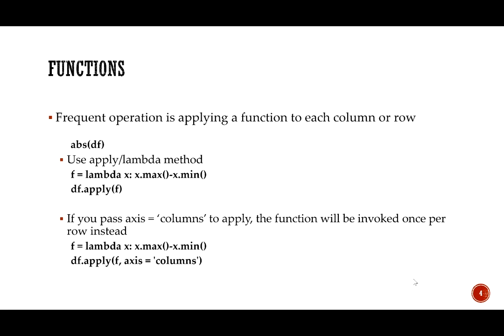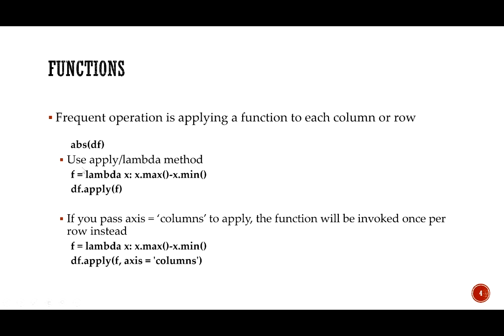Frequent operation is applying a function to each column or row. So we can apply some common functions to data frame. Here, for example, you see the ABS, which calculates the absolute value. So in our data, we have some negative values, and if we apply this function, all should be positive.